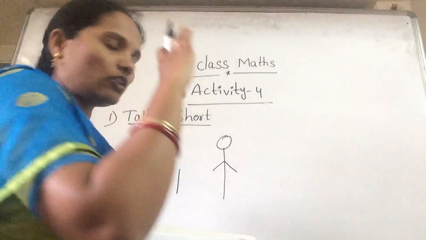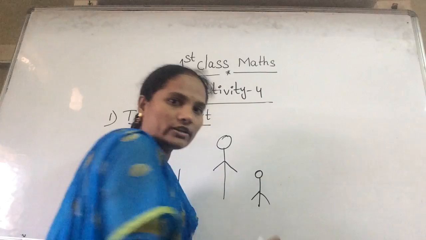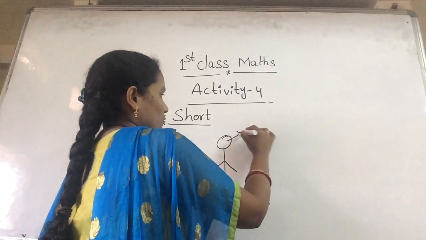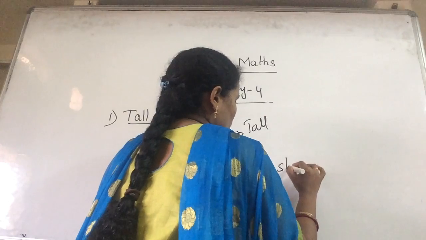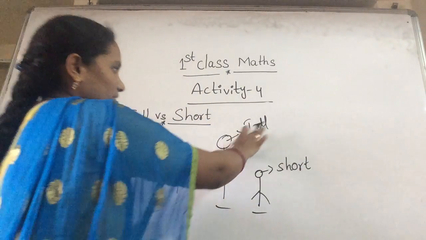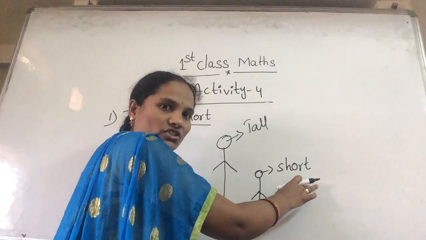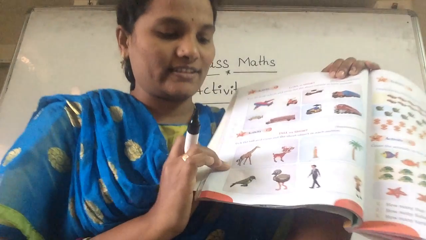One girl is tall and one girl is short. Compare these two girls. One girl is tall, one girl is short. Now look at your textbook. Here some pictures are given.